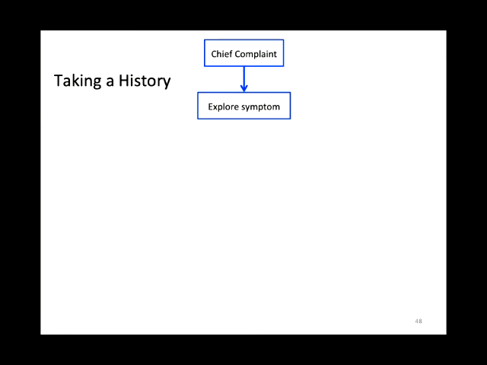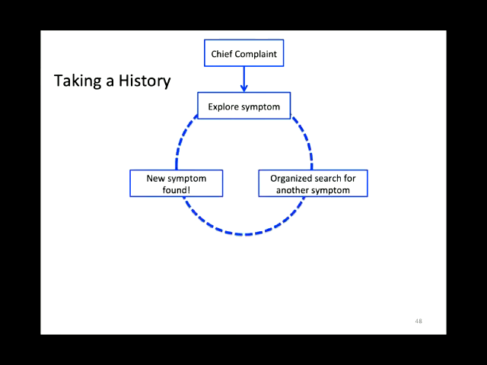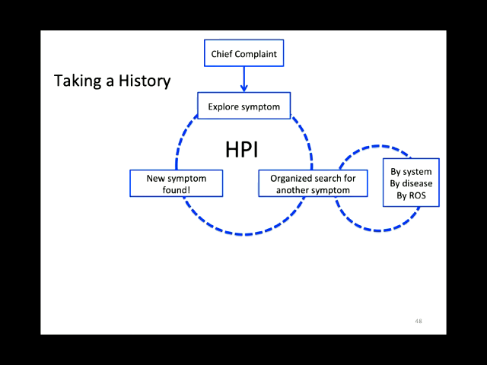So let's just take a look at the amount of work that we've done so far. When you take a history, you've got a chief complaint, you have a symptom that you explore, you use an organized search for finding other symptoms, and when you have a new symptom found, you explore that symptom, and you keep going around and around until you feel like you've got all the symptoms, and this is what we call the history of presenting illness. And then you add to that the other components of the history, and that encapsulates just taking a history.